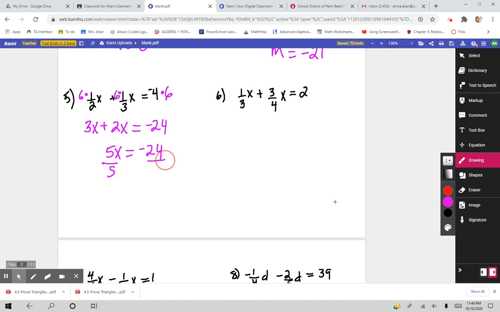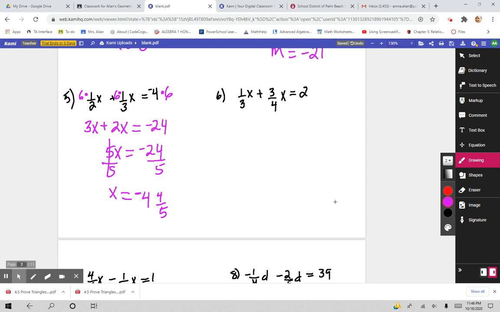Divide both sides by 5 to get x by itself. 5 goes into 24 4 times, because 4 times 5 is 20. When you take 20 from the top, you're still left with 4. 4 over 5. Because your fraction is negative, your mixed number should be negative, because we don't want to change the value, we just want to change the form. And that's it. Let's go to the next one.